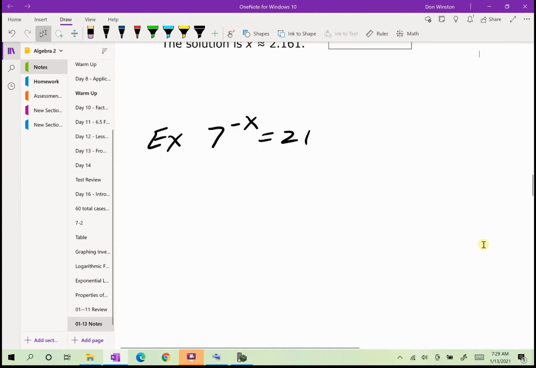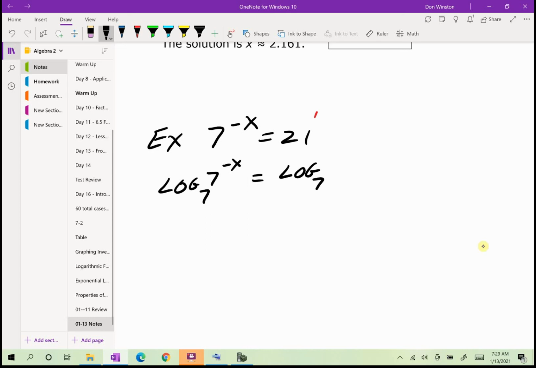Again, first I'll use inverse properties, and then I'll show you using common logs. But either one is going to get you to the same spot. Here I see I have base 7 and then base 21, so there's no way I can find a common base. So because I have base 7, I'll take log base 7 of both sides. Then the inverse property cancels out: log base 7 of 7 raised to the minus x is just equal to negative x.